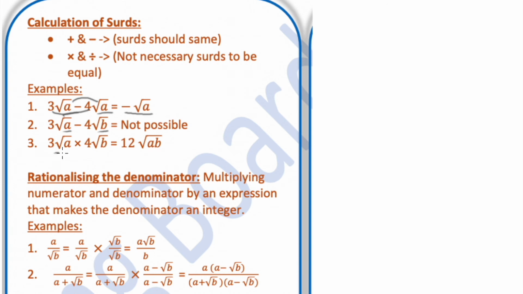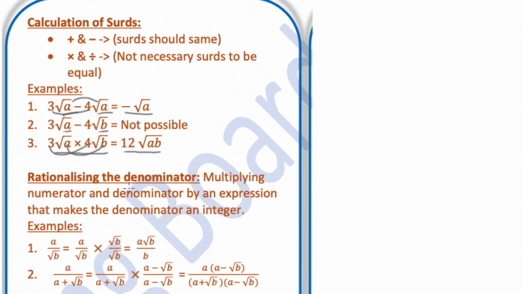The third example is an example of multiplication. Look, both surds are different, but as I said before, it's not necessary for the surds to be equal in multiplication, so you can multiply them. So how can you do that? You multiply the number part with the number part and the surd part with the surd part. So 3 times 4 gives you 12, and under root a times under root b gives you under root ab, so it will give you 12 under root ab.